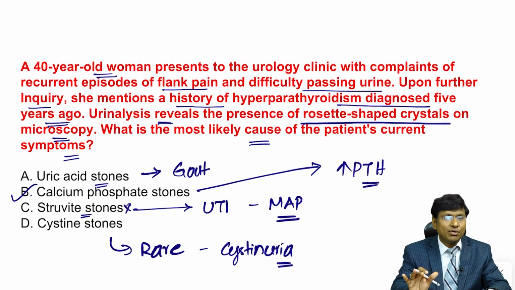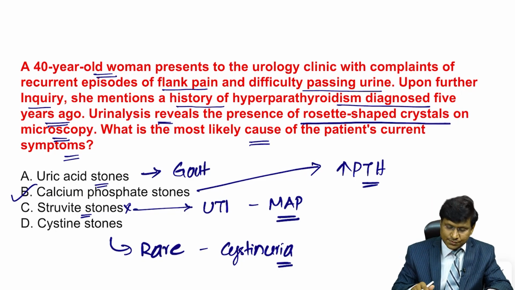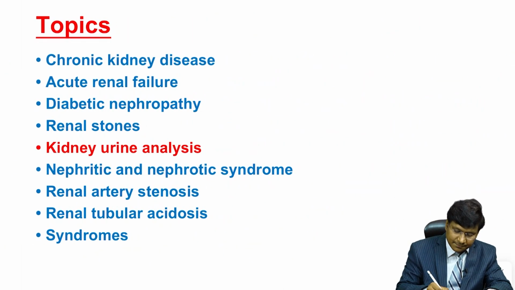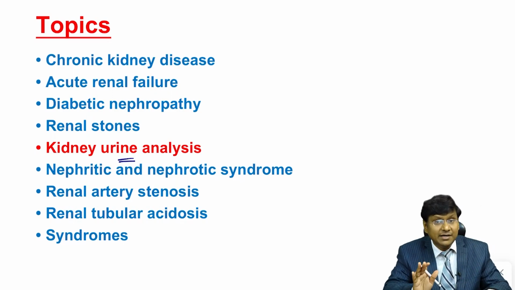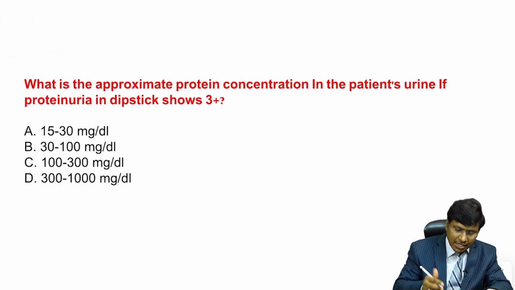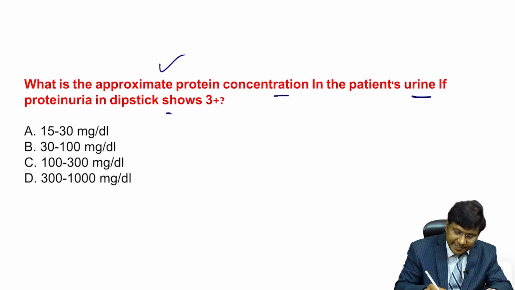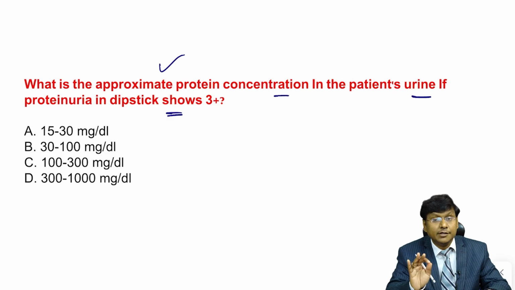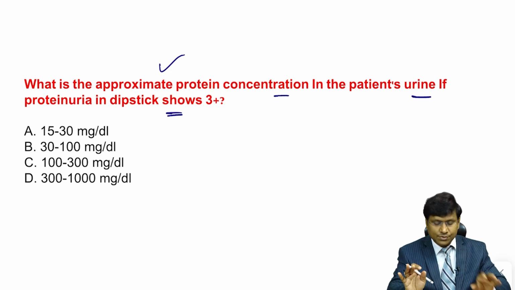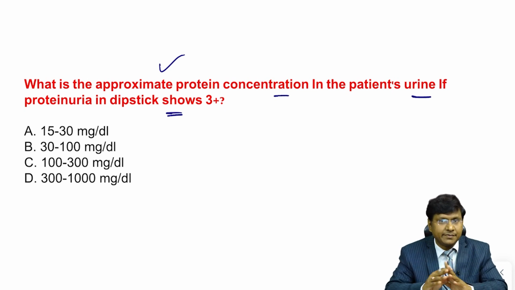Okay, so that was about the questions on renal stones. The next question is on kidney urine analysis. Now, what is the approximate protein concentration in the patient's urine if proteinuria on dipstick shows 3+? The options are 15 to 30 milligrams per deciliter, 30 to 100, 100 to 300, and 300 to 1000 milligrams per deciliter. So this is a very, very important previous year question.